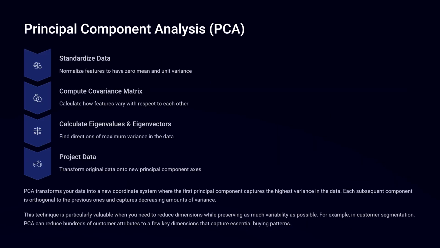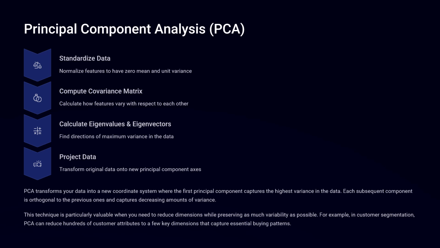Principal component analysis. Standardize data. Normalize features to have zero mean and unit variance. Compute covariance matrix. Calculate how features vary with respect to each other. Calculate eigenvalues and eigenvectors. Find directions of maximum variance in the data. Project data. Transform original data onto new principal component axes.